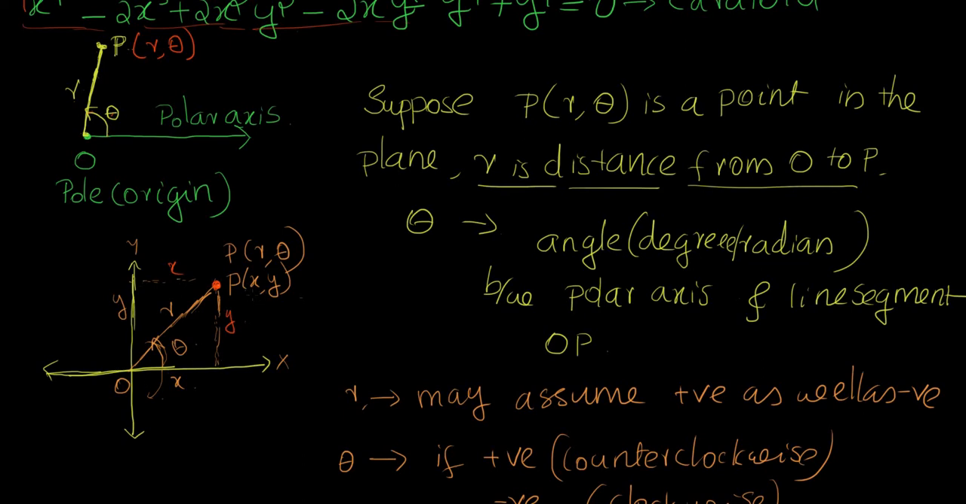So this is P(x, y). And how do we represent the same point in polar coordinates? Draw a line segment from the origin to this point and find the distance, that is r. Next, find the angle from the polar axis to this line segment, which is treated as theta. So this is P(r, theta), that is the representation.